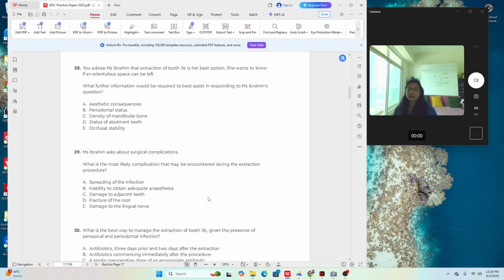Spreading of infection, very less chance. Inability to obtain adequate anesthesia, again there is a possibility but not a great chance. Damage to the adjacent teeth, well, there are accidents that happen and of course you take consent, and in that you do mention that, but again rare chance. Fracture of the root, very great chance. Damage to the lingual nerve can happen, but again a very rare chance. So options A, B, C, E are all possible complications, but the possibility of it happening is less.